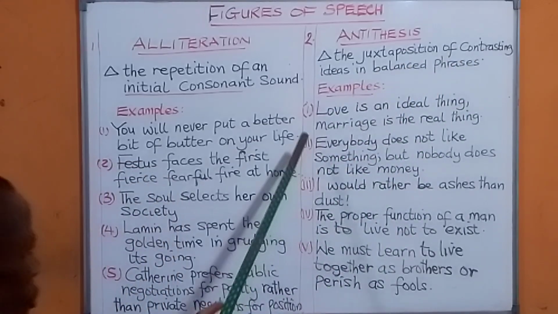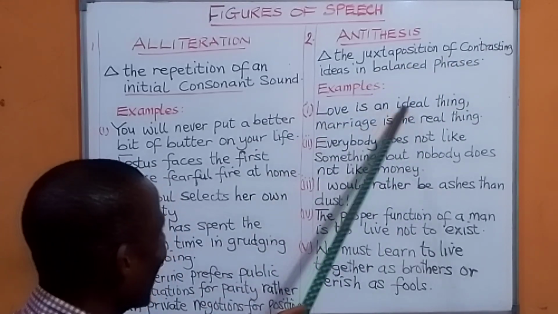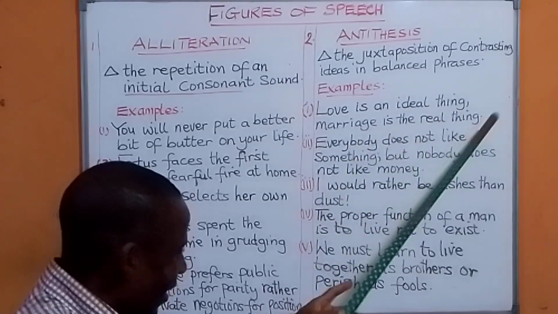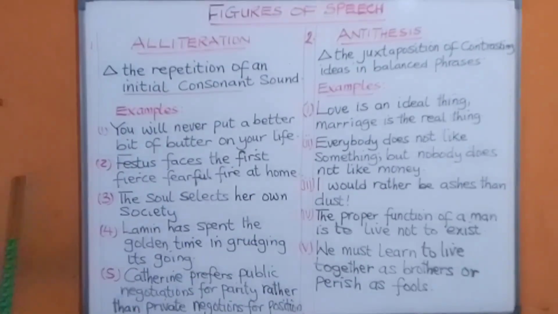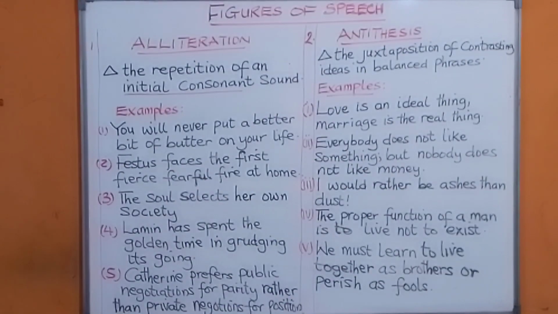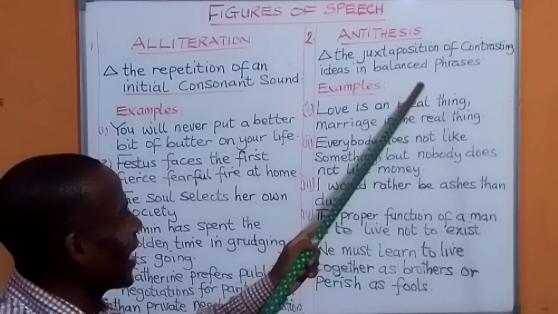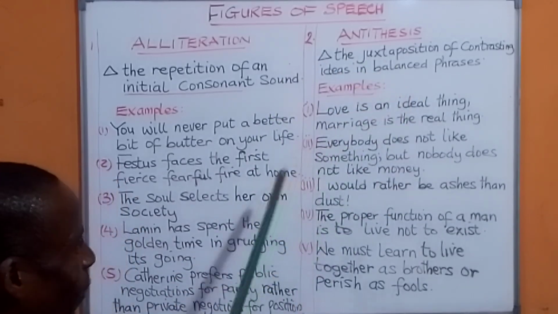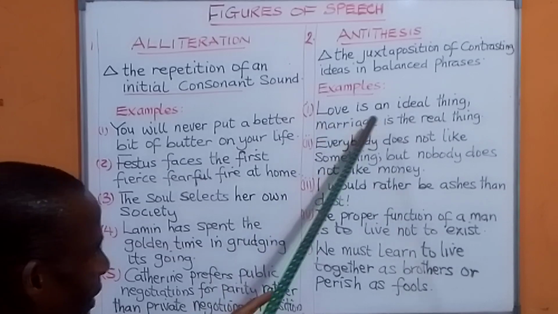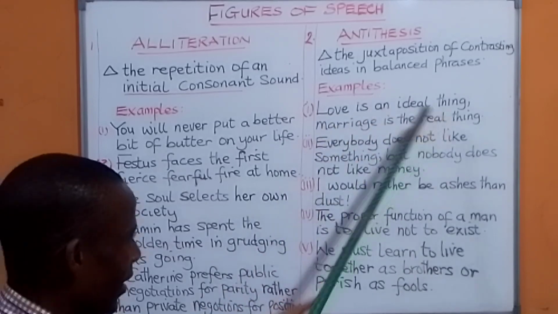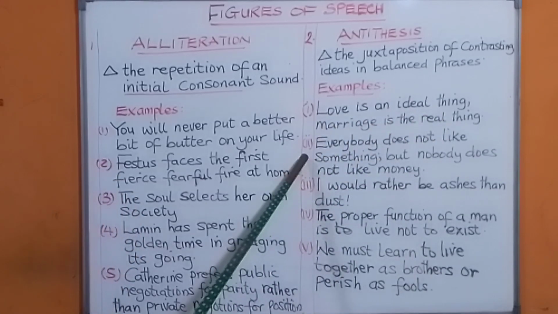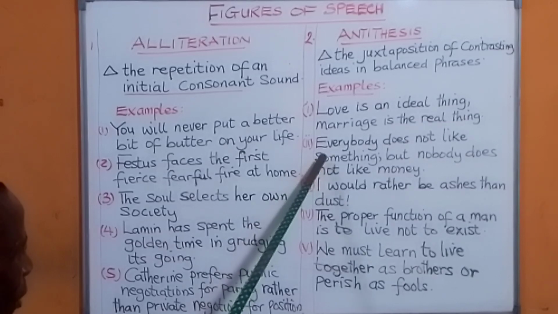Let's take an example. Number 1. Love is an ideal thing. Marriage is the real thing. You see, love is an ideal, marriage is the real thing. Do you see how the two contrasting ideas are balanced in these phrases? Love is an ideal thing. Marriage is the real thing. Let's look at number 2.